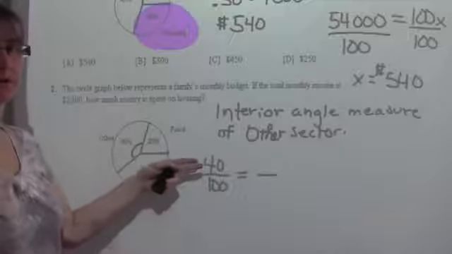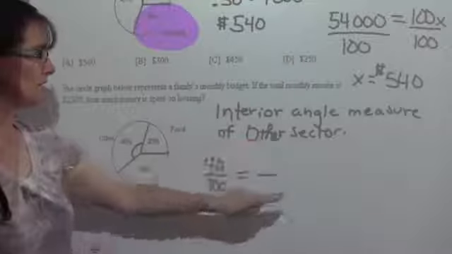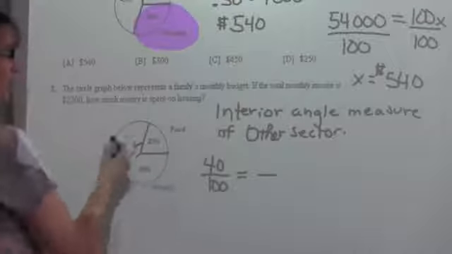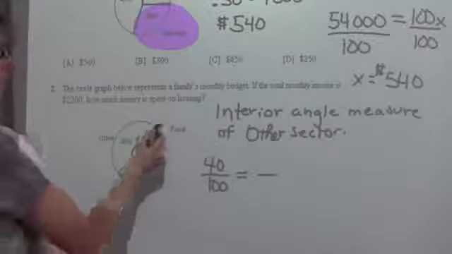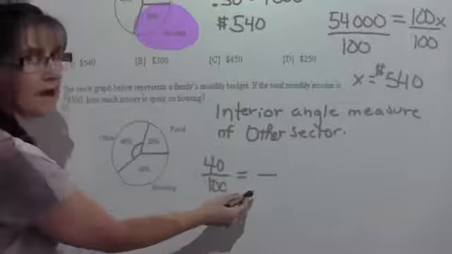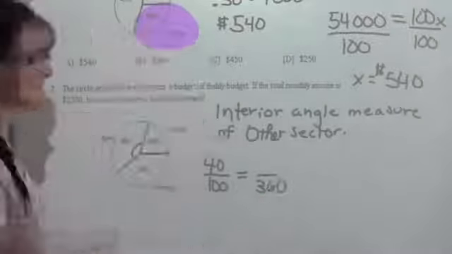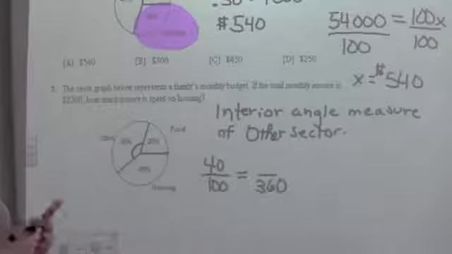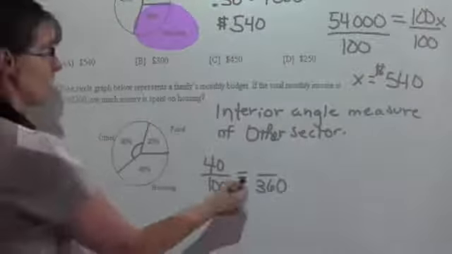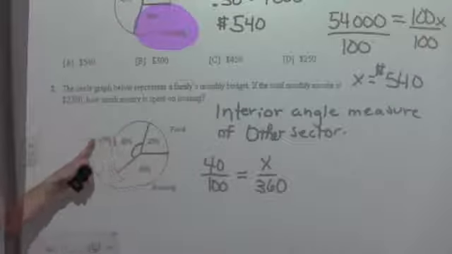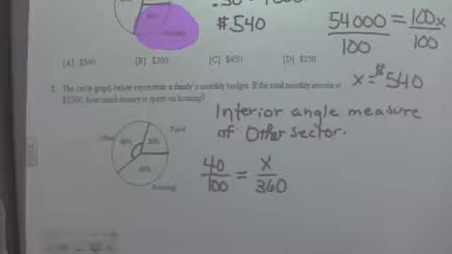That's what a proportion is. Part to whole, part to whole. In this case, we're still looking for the interior measure of an entire circle. So my whole is going to be 360 because there are 360 degrees in a circle. And I'm looking for the piece that makes up my other sector. Okay, so now we're just ready to multiply.